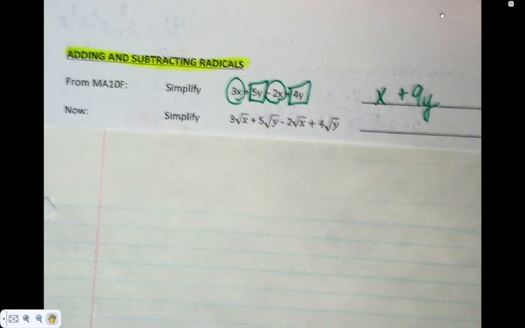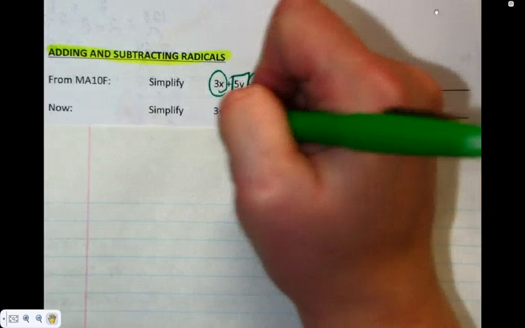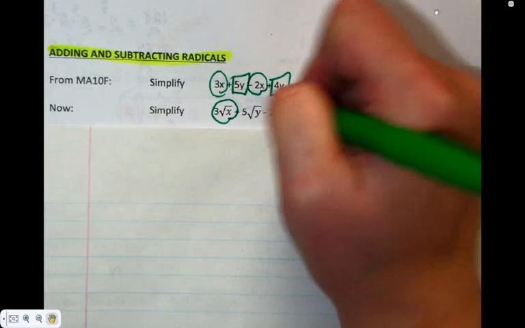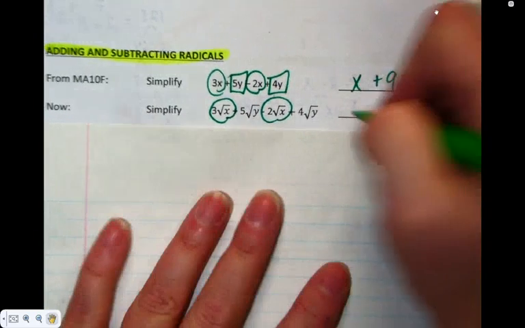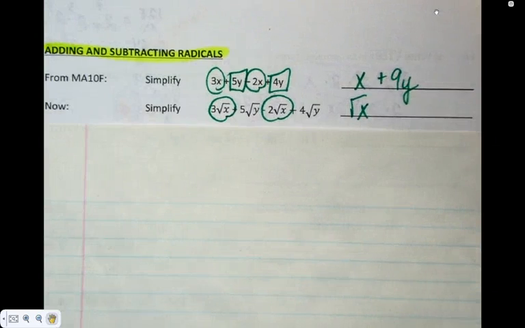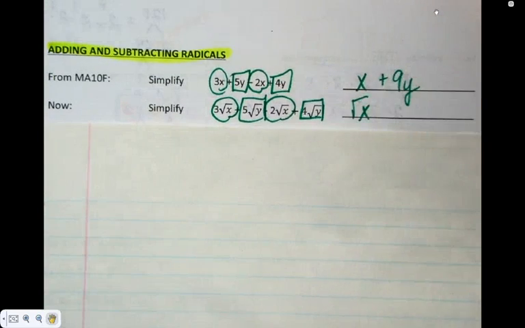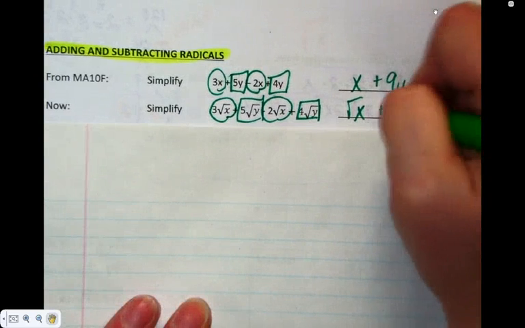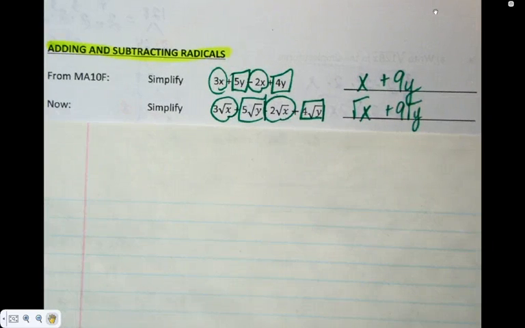Now let's look at this. So at first you're like, whoa, there's radicals. It's the exact same thing as grade 9. You have 3 root x's and you have negative 2 root x's. How many root x's do you have? And then you have 5 root y's and you have 4 root y's. How many root y's do you have? It's exactly the same as adding polynomials. They just happen to have a root.